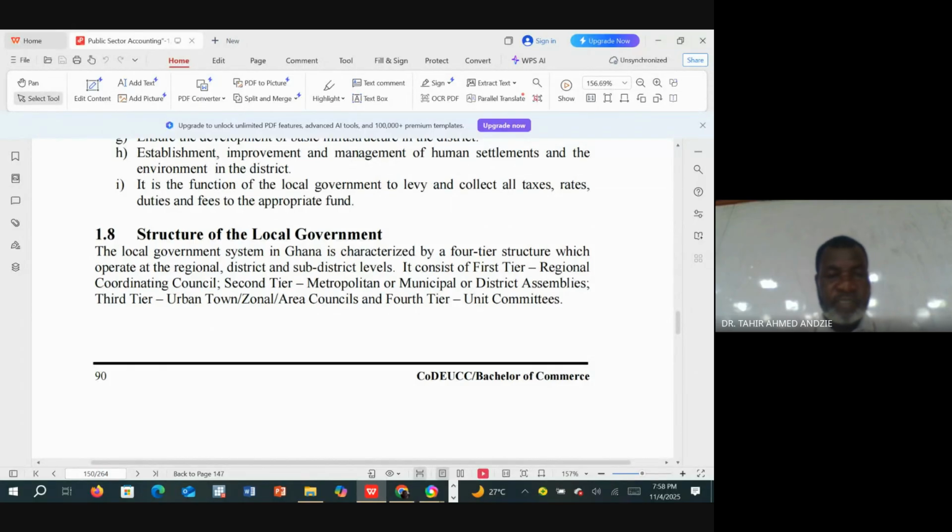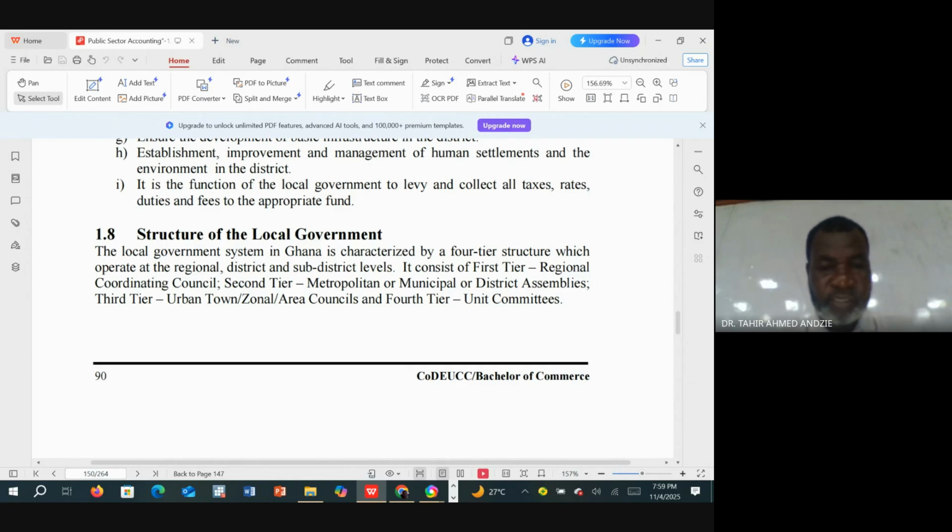The local government system in Ghana is characterized by 4 tiers. 4 tiers means that the layers are 4. We have the regional administration, and you come down to the municipal, down to the unit level. So the layers are 4, right?